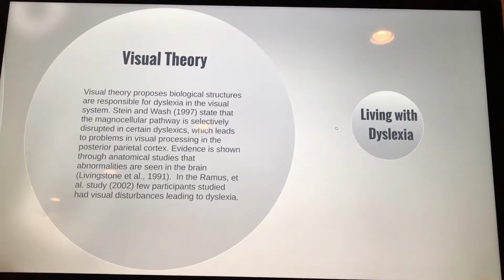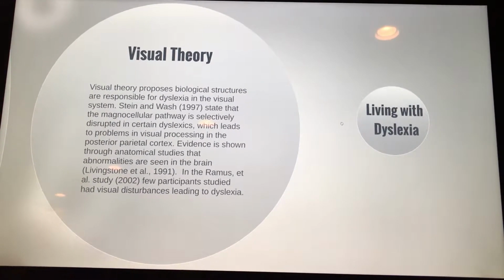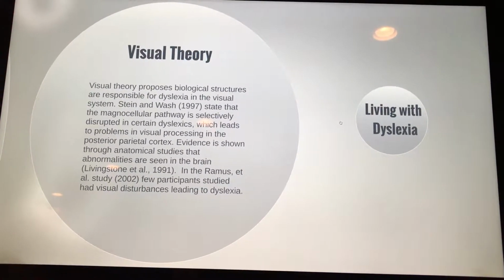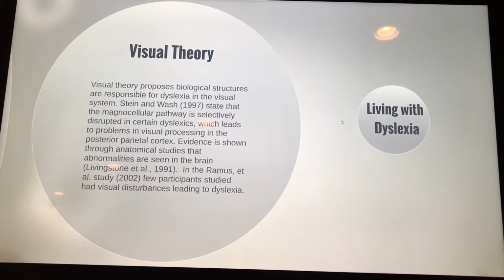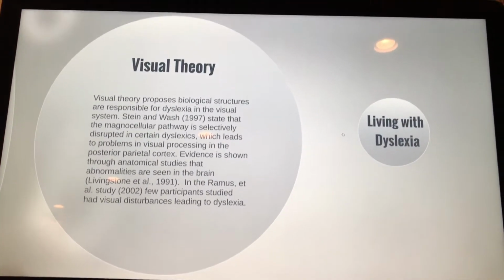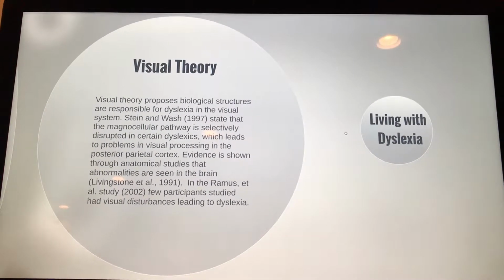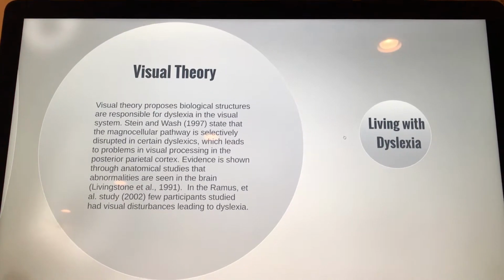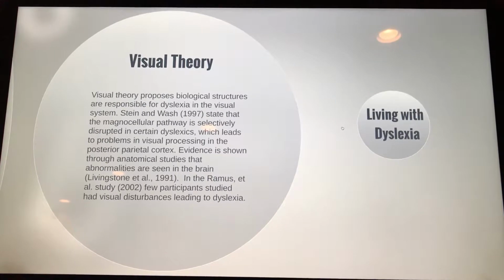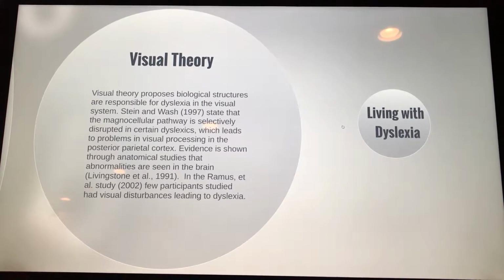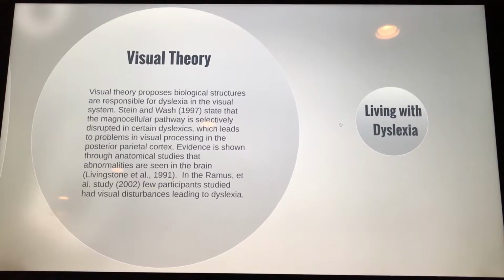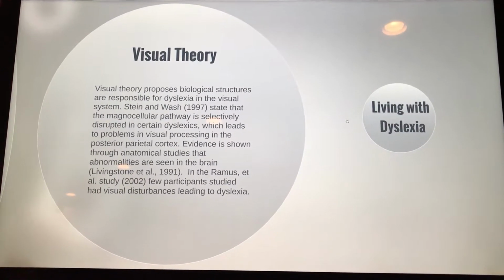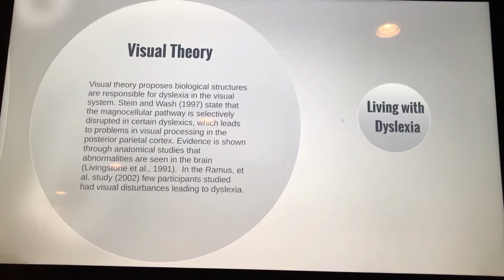Visual theory proposes that biological structures are responsible for dyslexia in the visual system. Stein and Walsh state that the magnocellular pathway is selectively disrupted in certain dyslexics, which leads to problems in visual processing in the posterior parietal cortex. Evidence is shown through anatomical studies that abnormalities are seen in the brain. In the Ramus et al. study, few participants studied had visual disturbances leading to dyslexia.